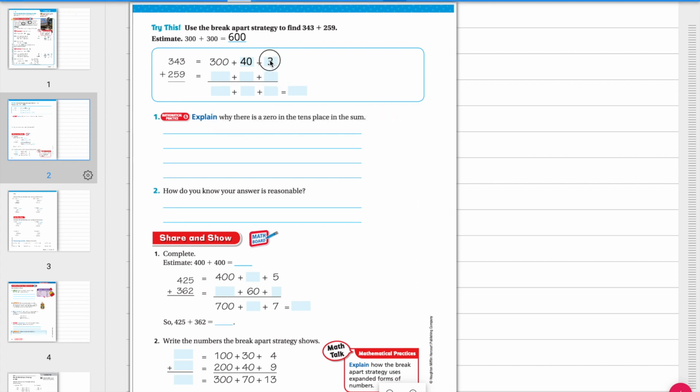So 300 plus 40 plus 3 is the same thing as 343. 259 is the same as 200 plus how many tens? We've got 5 in our tens place, but it's equal to 50. And then in our ones place, we have a 9.